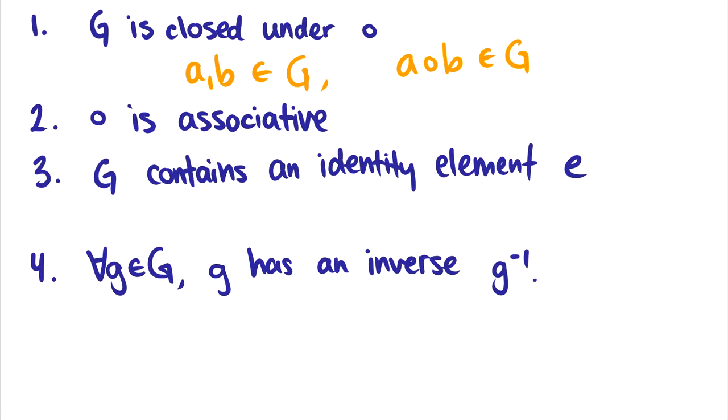The operation is going to be associative. We already know what associativity is. I'm not going to explain it again, but it better be associative. The group has to contain one identity element, E. So in other words, if we have E and we use the operation with A, it's the same thing as A operation E, which just gives us A back.